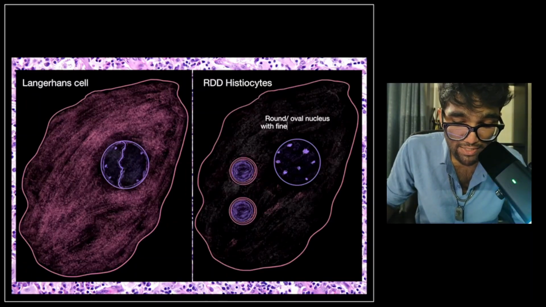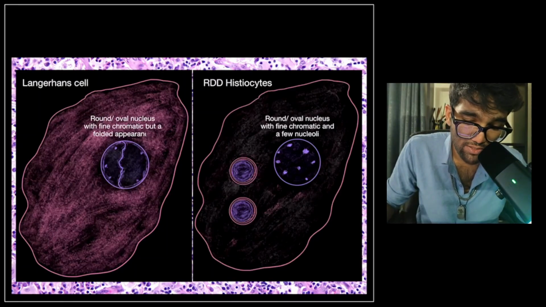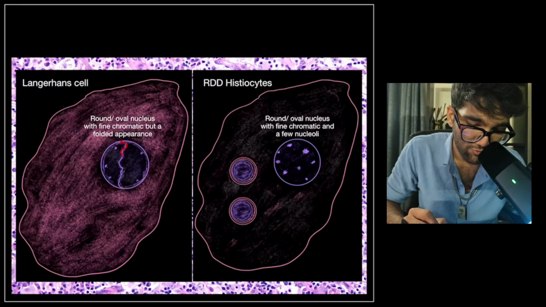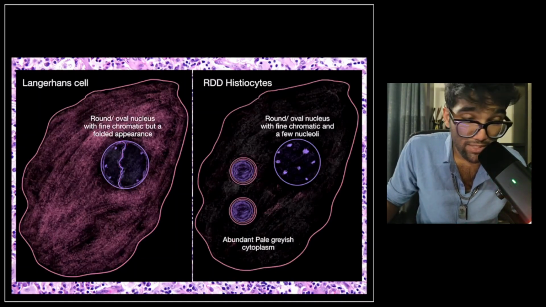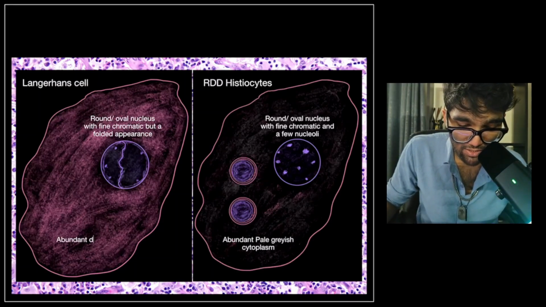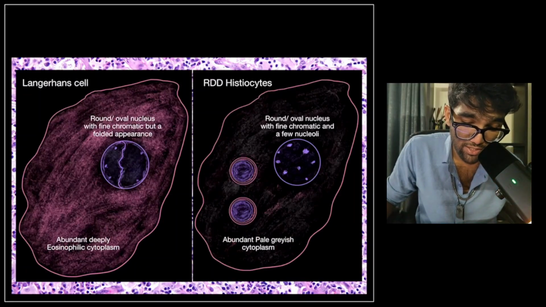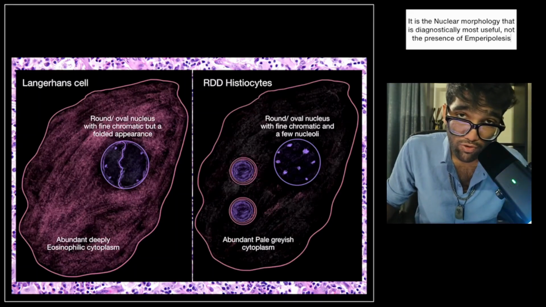So in case of RDD histiocytes, we have a round to oval nucleus with a fine chromatin and a few nucleoli scattered in. In case of Langerhans cells, the nucleus is round to oval but has a fine chromatin with a folded nuclear appearance. So this, as you can see, there is a nuclear fold present in the nucleus. Additionally, there is abundant but pale grayish cytoplasm in case of the RDD histiocyte. And there is abundant deeply eosinophilic cytoplasm in case of the Langerhans cell. It is this nuclear morphology that is distinctive.